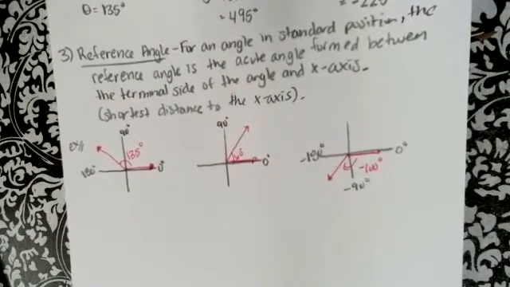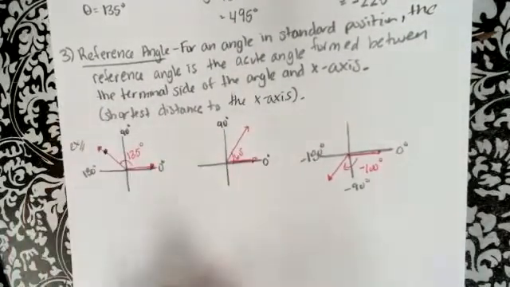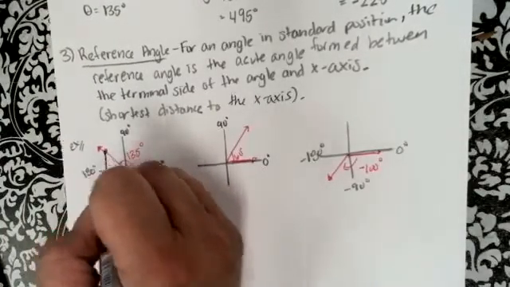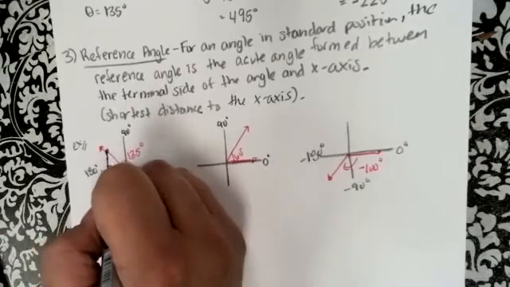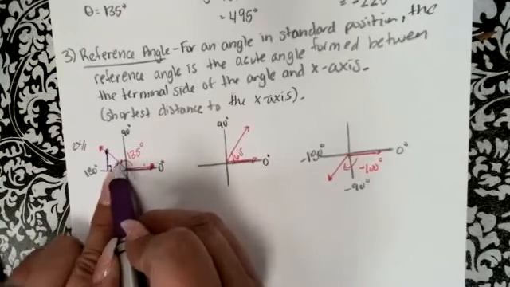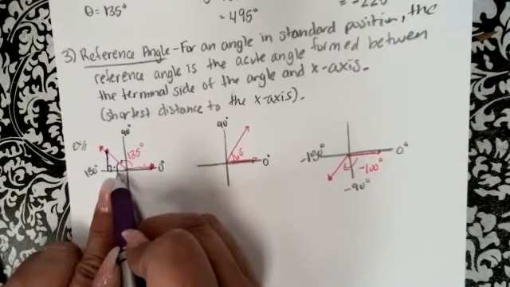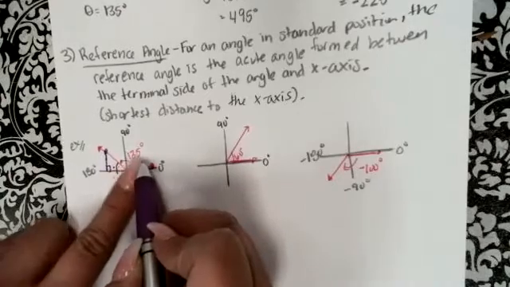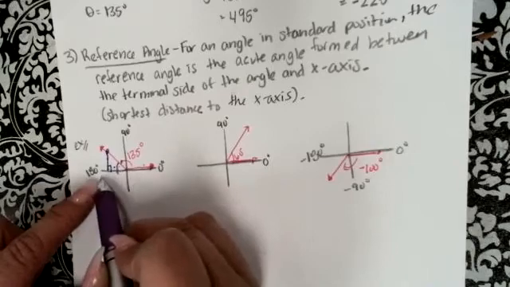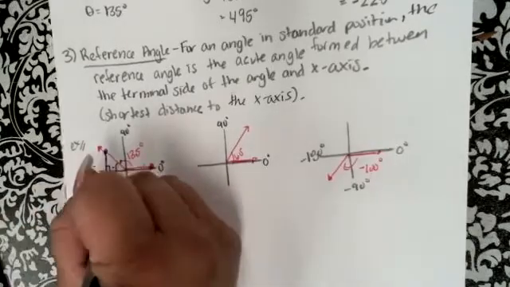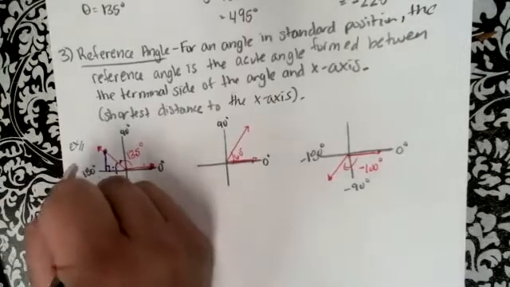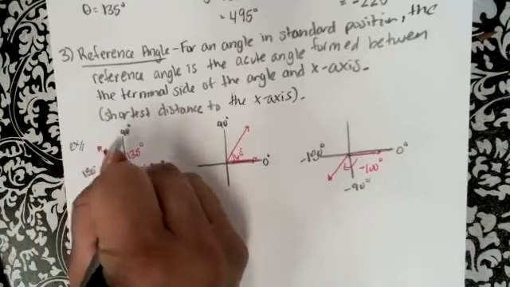If your terminal side is ending right here, and the reference angle is the shortest distance to the x-axis, I'm looking for this right here. It's always going to be 90 degrees. I want the measurement of right here. So if I go to 135, how much more to get to 180? That's what I'm looking for. This is all the way to 135, but I want the shortest distance to the x-axis. If this is 180, 180 minus 135 is 45 degrees. And the way that we represent a reference angle is like that.